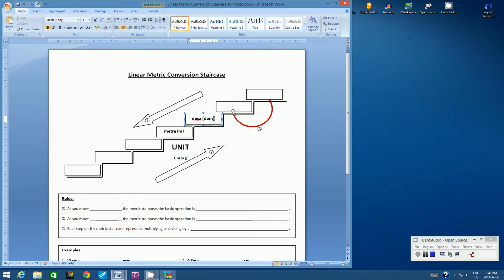Let's move up the next stair. In this box, I want you to write hecto, symbol hm, hectometers. And then the last box, a box we're very familiar with, is kilo, km, kilometers.